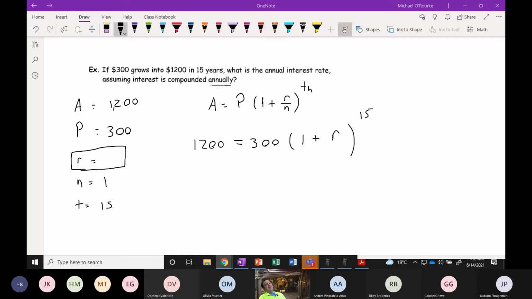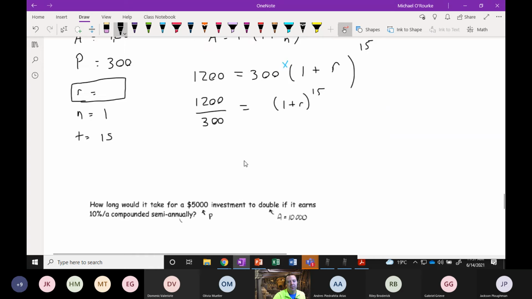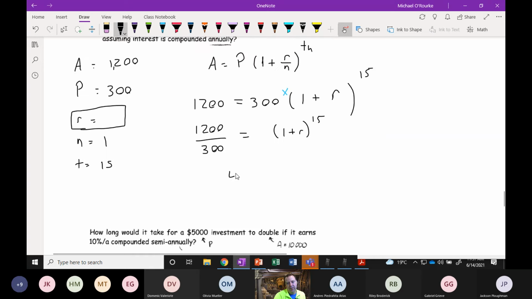All right, let's rearrange this right now. The first thing we can do is move this over, because this is 300 times this. So this is a multiply. If I bring this over, what does it become? If it's a multiply on one side, it becomes a division on this side. Which gives us what, 4?